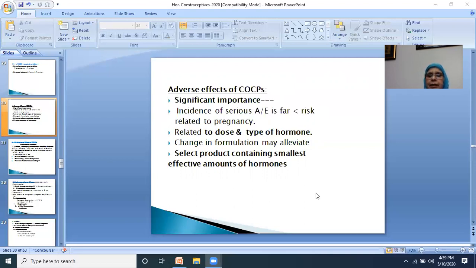Adverse effects are related to dose and type of the hormone. Change of the formulation may alleviate many of these adverse effects. We should try to select a product containing the smallest effective amounts of the hormone so that there are minimum adverse effects.